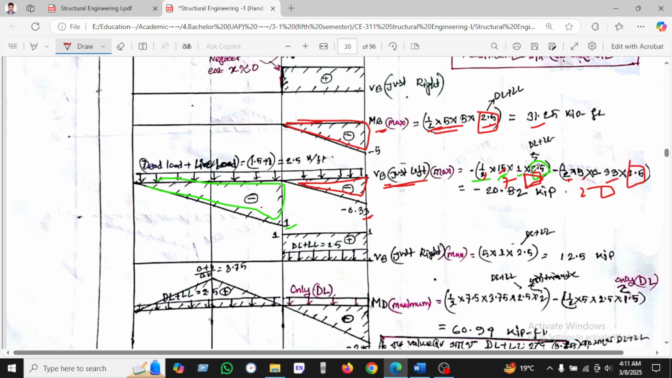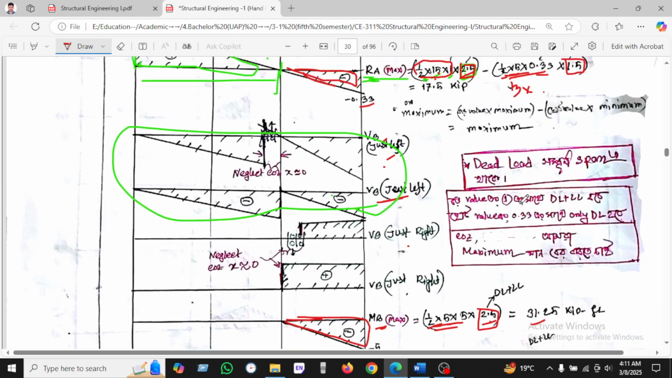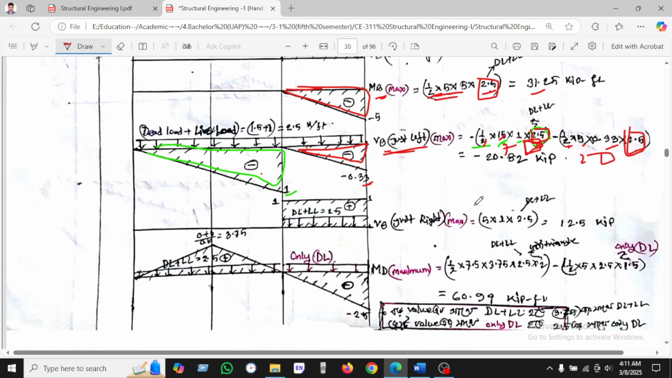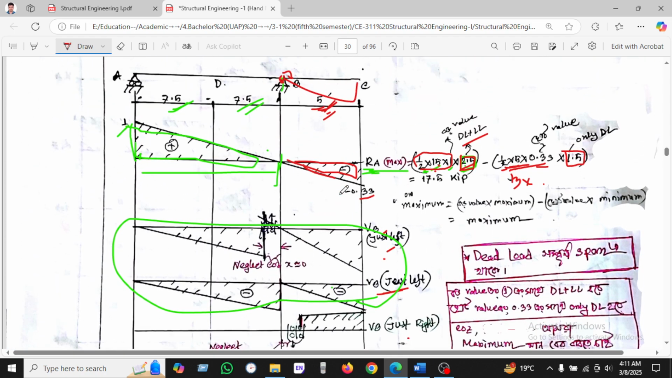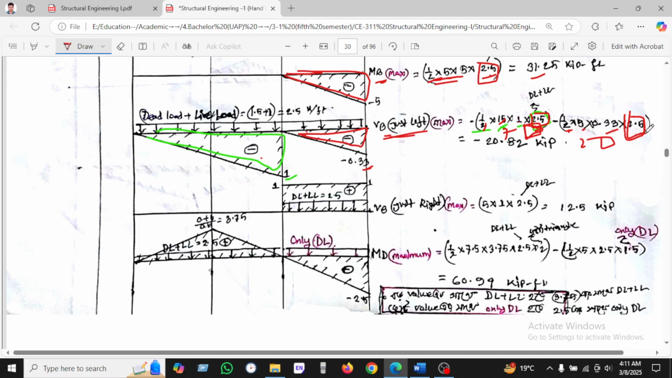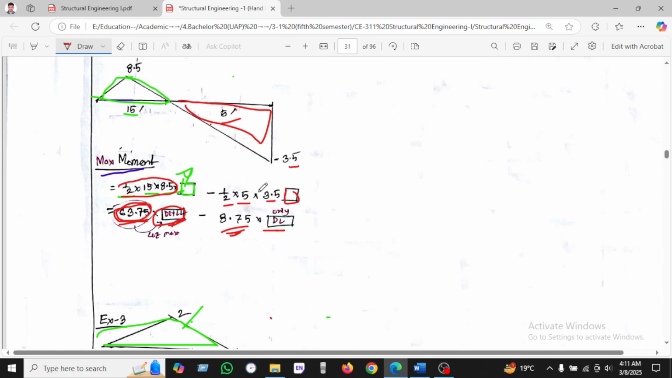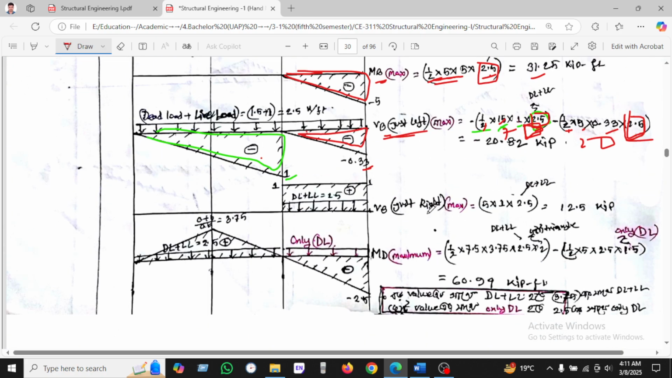We have seen that 7 is the larger number, so that's why we are taking the dead load plus live load. And for 2.5, which is only dead load, we take the smaller number. As we have already shown here, the dead load plus live load 2.5 is taken, as all the values are downward.